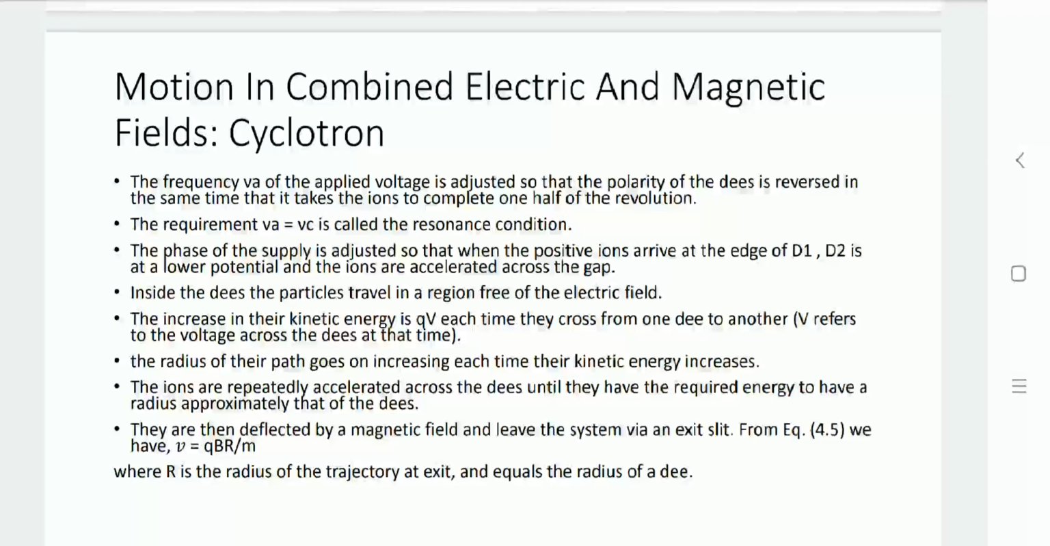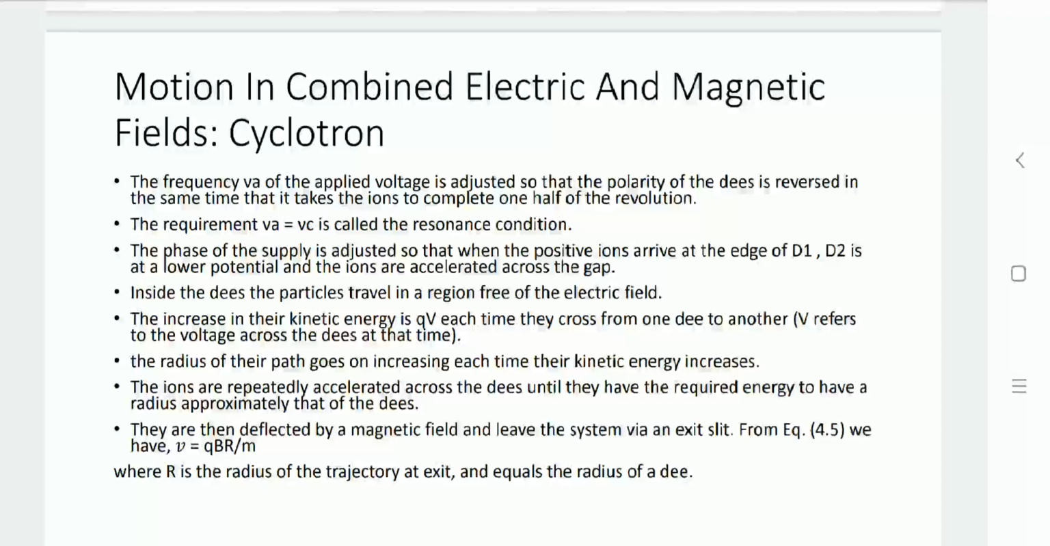So the phase of the supply is adjusted in such a manner that when positive ions arrive at the edge of D1, D2 is at a lower potential and the ions are accelerated across the gap. Right? So the phase is adjusted. When a positive ion arrives at the edge of D1, meaning D1 has a positive ion, D2 should be at the lower potential. So this is how the frequency is supposed to be matched.